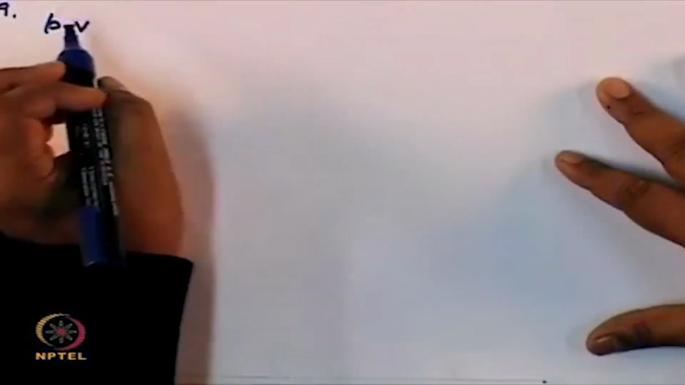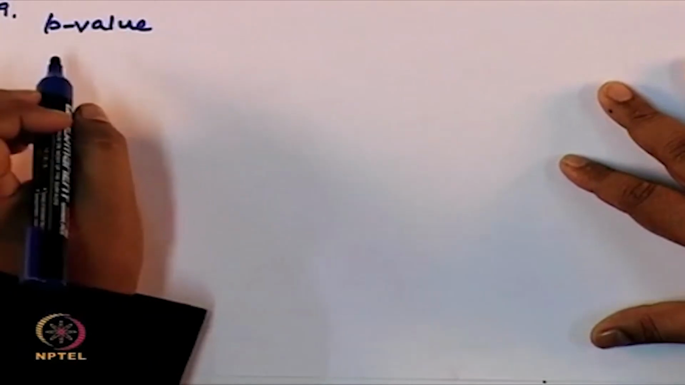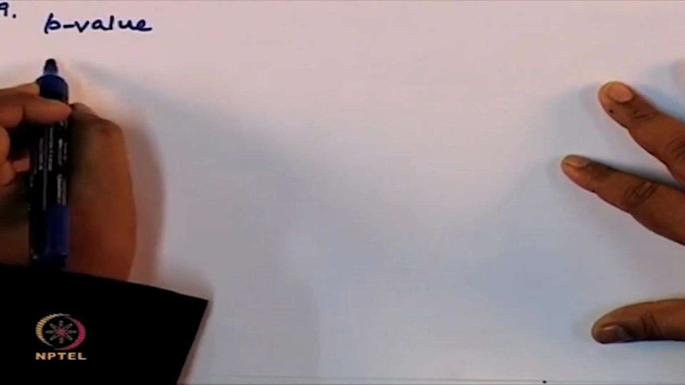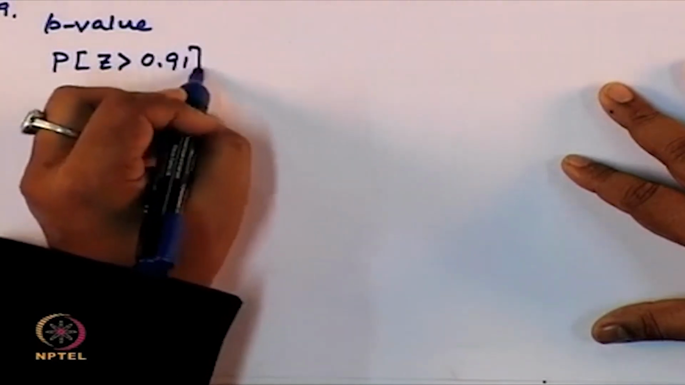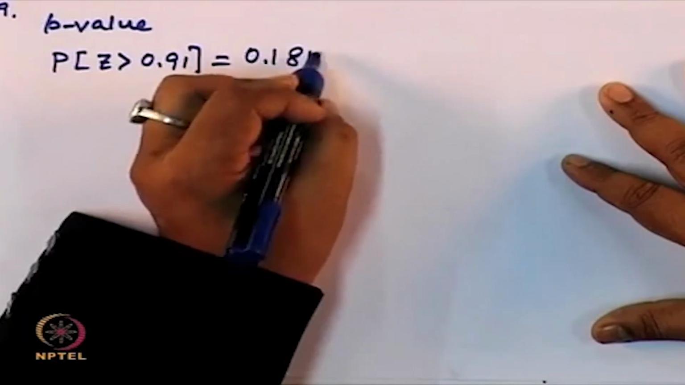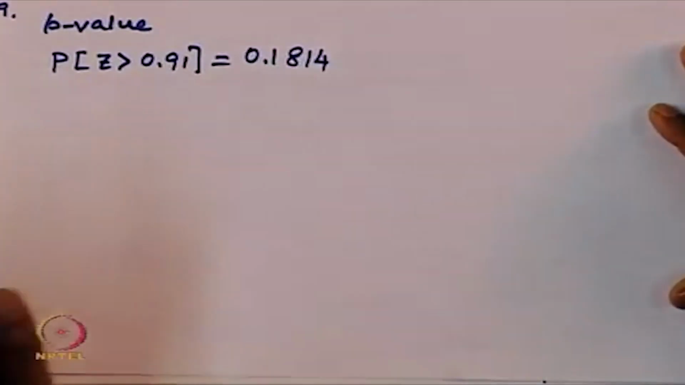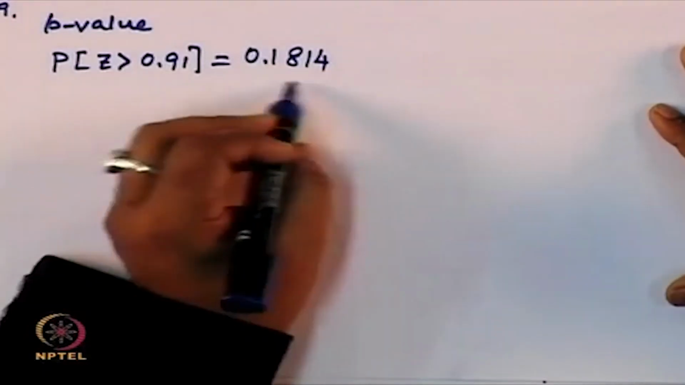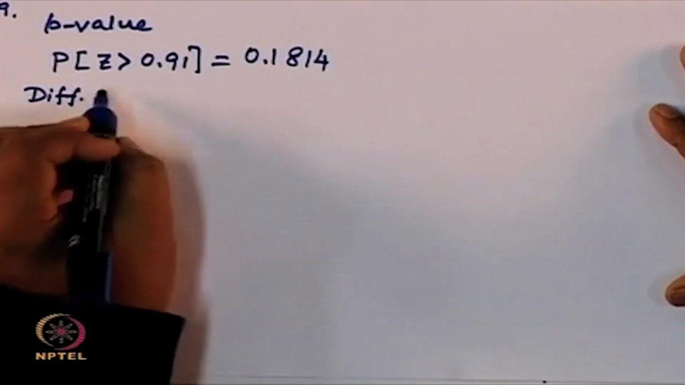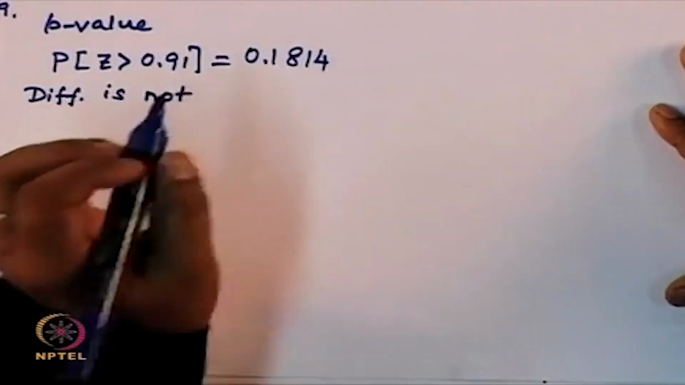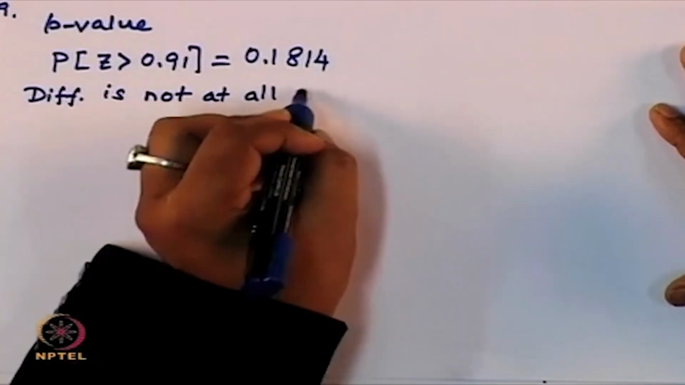I can also calculate the p value for this case. I want to calculate the probability of z greater than 0.91, which comes out to be 0.1814. So, this probability is way too high, and the difference is not at all significant.